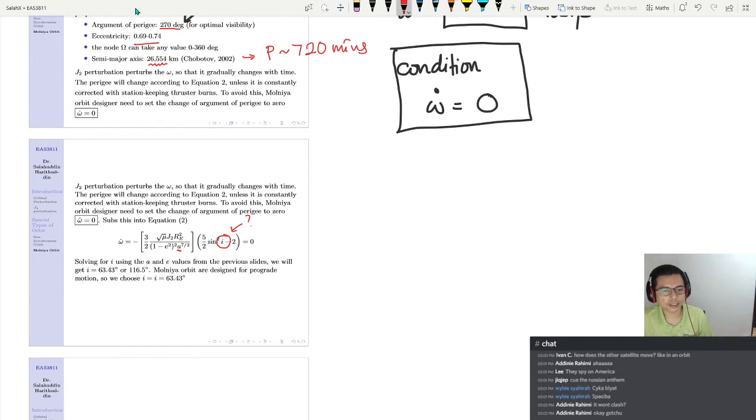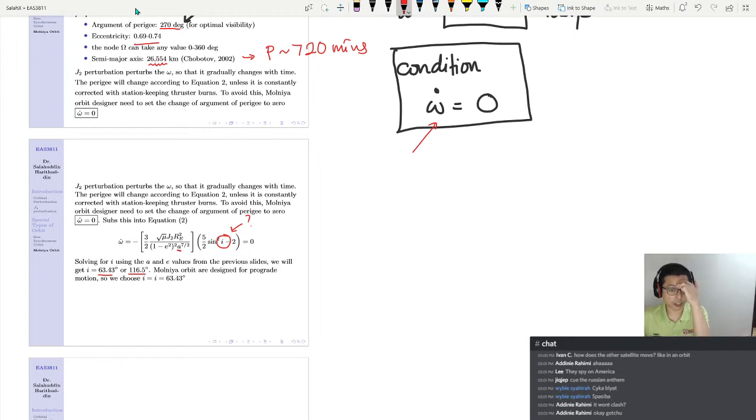So you plug in everything. Let's say E is 0.7, I just pick a number. For your inclination angle, you will have two answers: around 63 degrees or 116 degrees. So if you design a Molniya orbit with the condition omega dot equals 0, you find only two solutions: inclination equals 63 point something, depending on your eccentricity, or 116 degrees.